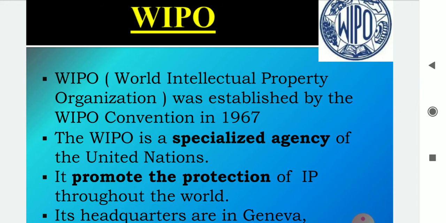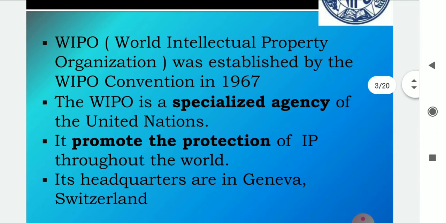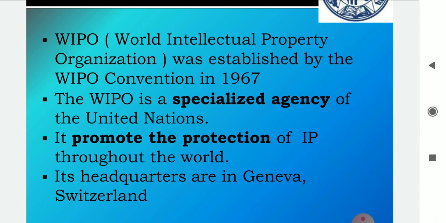As per WIPO, the World Intellectual Property Organization was established by the WIPO Convention in 1967. The WIPO is a specialized agency of the United Nations. It promotes the protection of intellectual property throughout the world. Its headquarters are in Geneva, located in the country Switzerland.